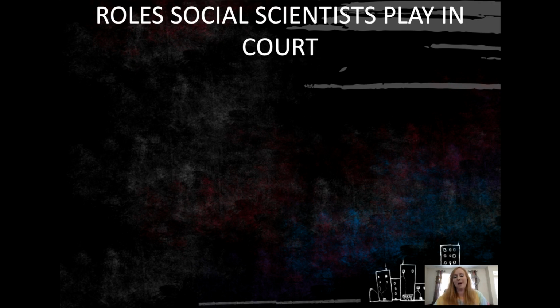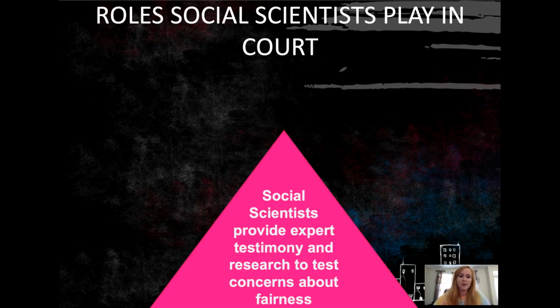But finally, we're going to wrap up with two things: the role social scientists play in court, as well as shield laws. So let's talk about that. What do we do as social scientists when we are bringing forward this research? Well, essentially, social scientists provide expert testimony and research to test concerns about fairness and media being involved in a case, and suitability of witnesses, of people to testify, and so forth.